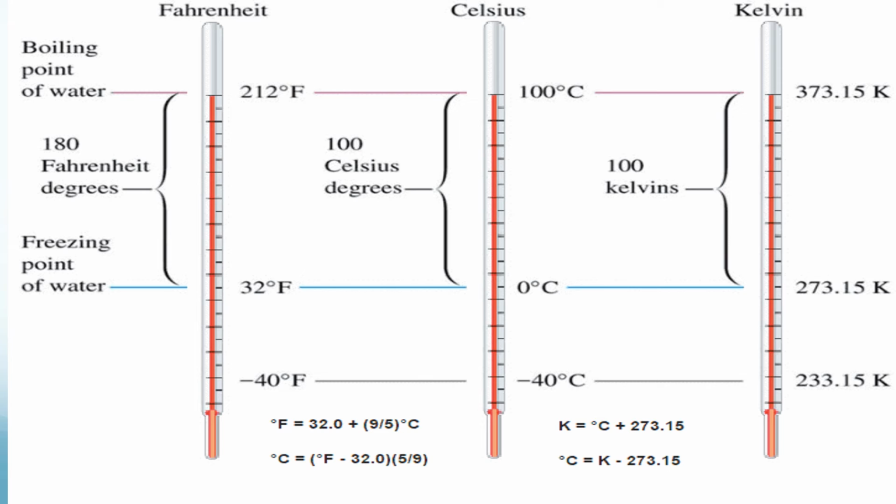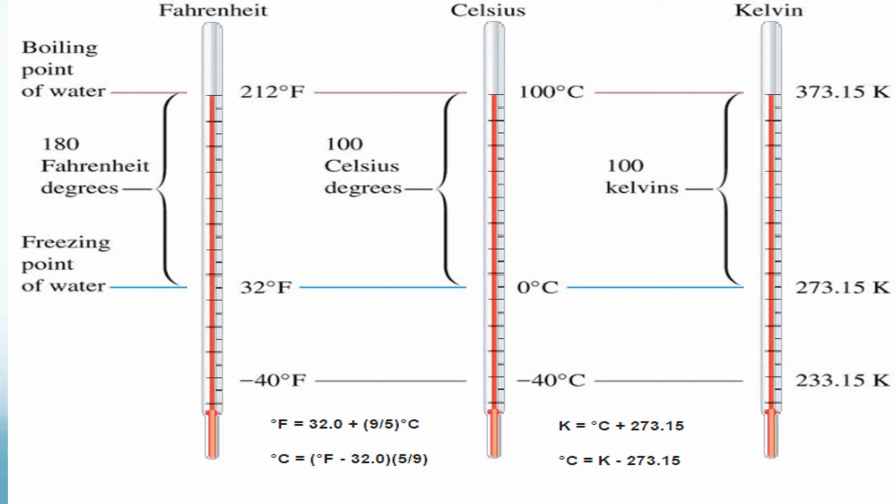Therefore, each Celsius degree is 180 divided by 100, equal to 1.8 times larger than a Fahrenheit degree. So 1 Celsius degree is equal to 1.8 Fahrenheit degrees. Putting it another way and simplifying, an increase in temperature of 1 degree Celsius is equal to an increase in temperature of 1.8 degrees Fahrenheit.